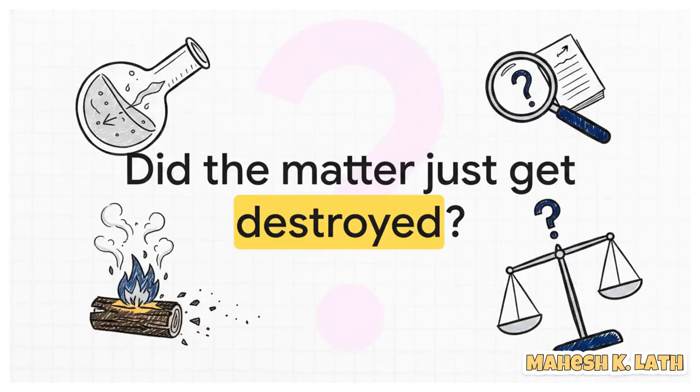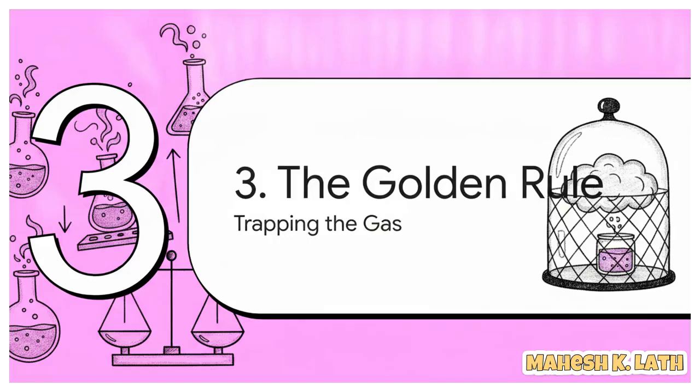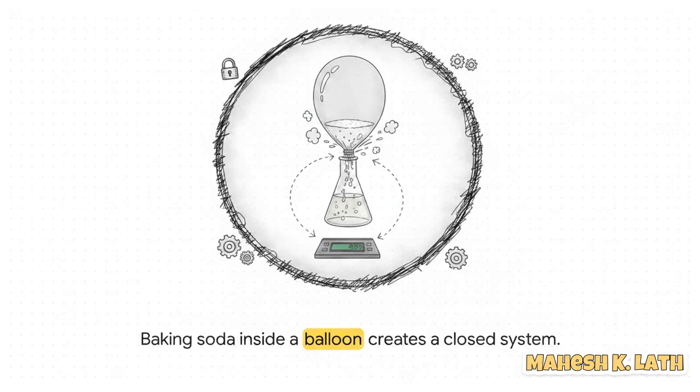Hold on a second. We have to ask ourselves, did the matter just get destroyed? Actually, scratch that. Did we literally erase a tiny piece of the universe out of existence right there in that open flask? Because it sure looks like it, just like that burning wood from earlier. But hey, this is science. We can't just trust our eyes. We need a better experiment. Which brings us to part 3, the golden rule. To figure out where on Earth that mass went, we have to trap our main suspect, which is the escaping gas.